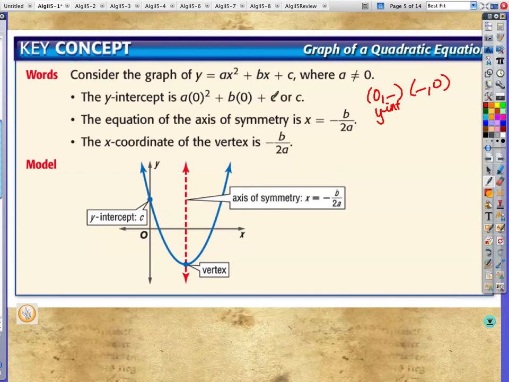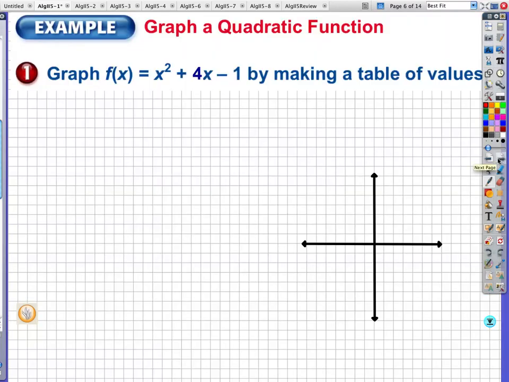So your y-intercept is that last number in any of your quadratics that you have in what we consider standard form. All right, let's go ahead and do some graphing here.